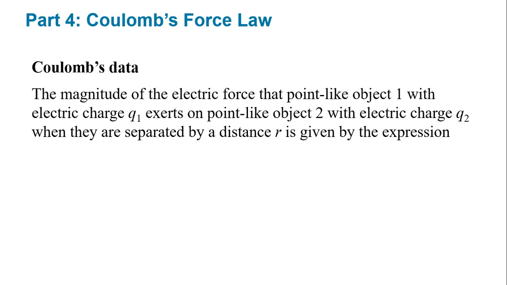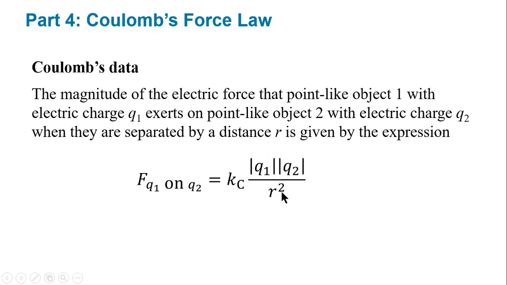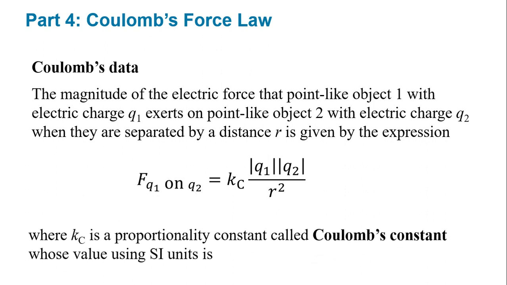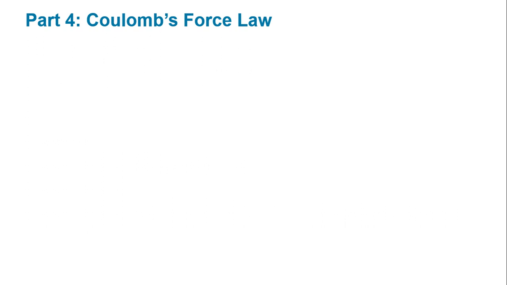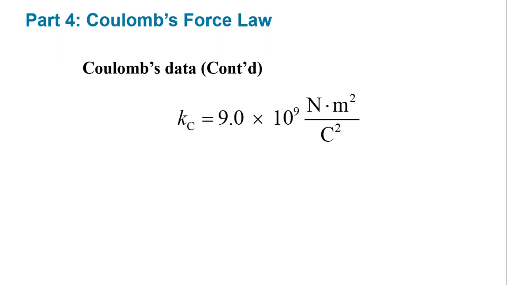Coulomb's data: the magnitude of electric force that point-like object 1 with electric charge Q1 exerts on point-like object 2 with electric charge Q2, when they are separated by distance r, gave this expression. And this is Coulomb's law. Now this is kind of weird. You don't usually see this Q1 on Q2, but it is still correct. Kc, we'll talk about that. It's not about chicken. Well, that was a really bad joke. Q1 and Q2 over r squared. Now it's important to understand that those are both absolute values. Kc is a proportionality constant called Coulomb's constant, whose value using SI units is that big honking number.